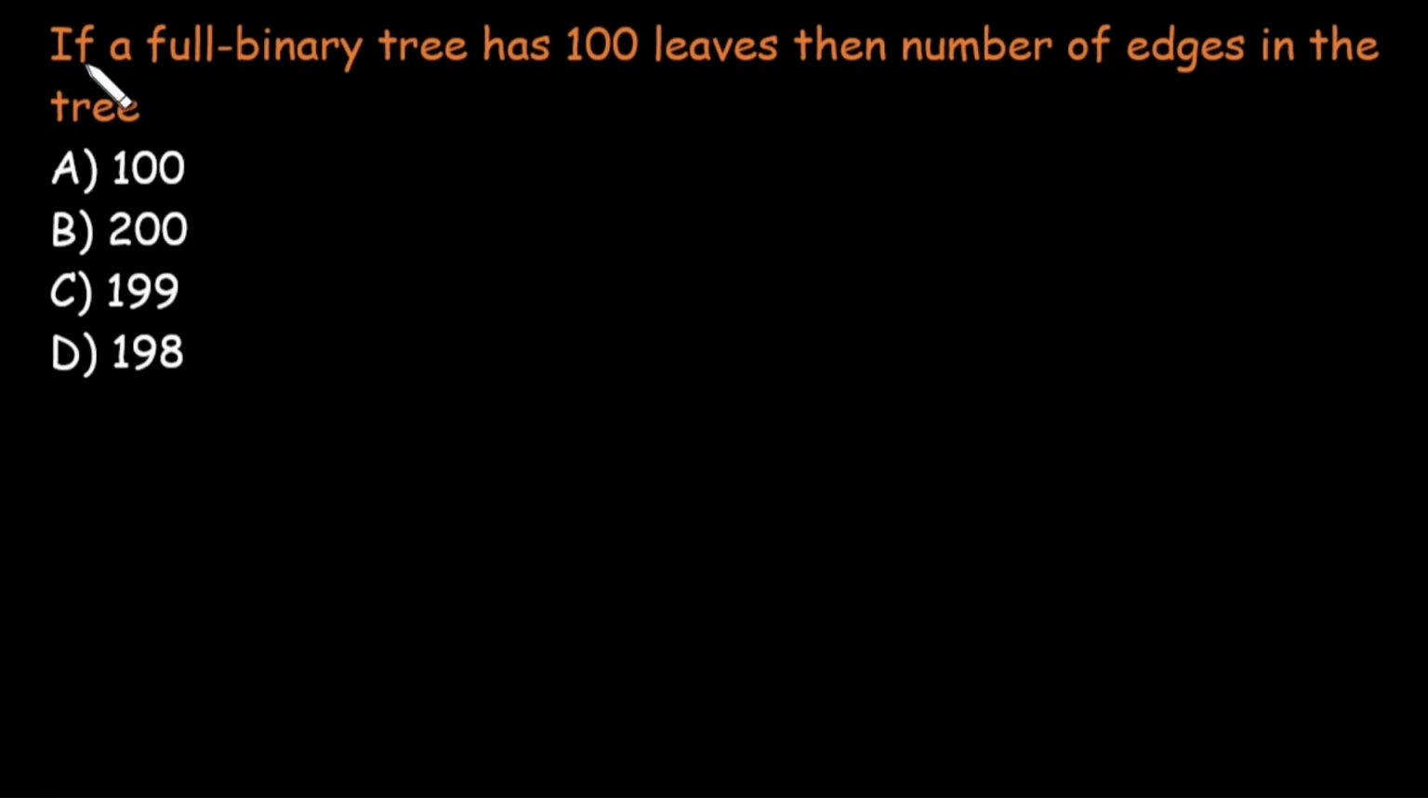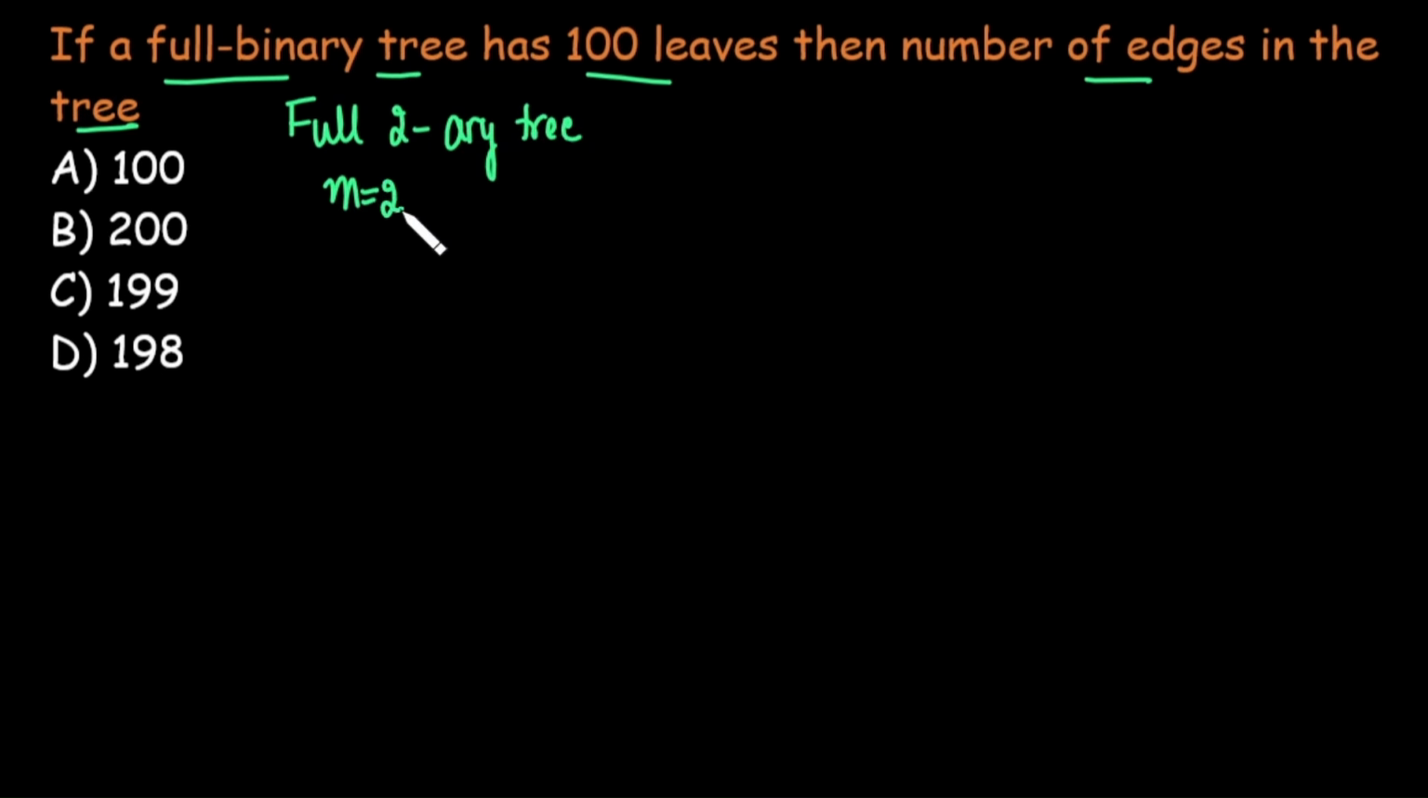Next question we have, if we have a full binary tree with 100 leaves, then the number of edges in a tree is equal to what? Now whatever data we have, let's collect that. Full binary tree, it means full 2-ary tree. According to this, m is equal to 2. 100 leaves means the value of L is equal to 100. Now we need to calculate how many edges in a tree we have. We know that edge count is always equal to n minus 1, where n represents the number of vertices.